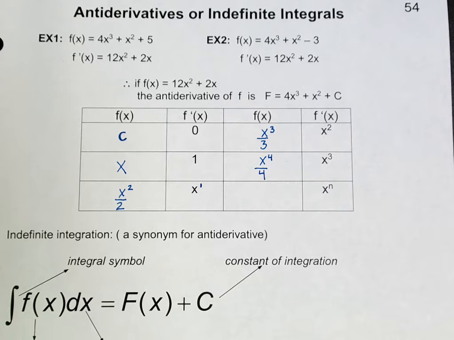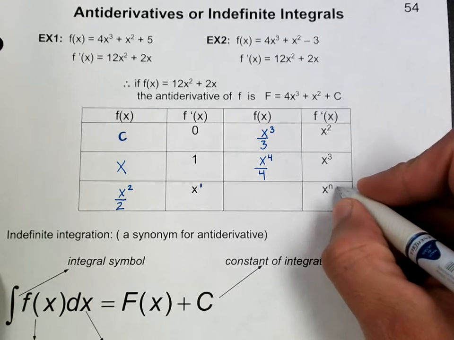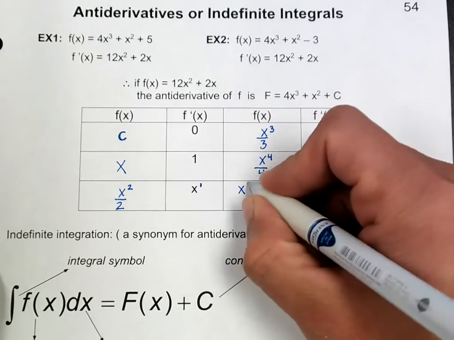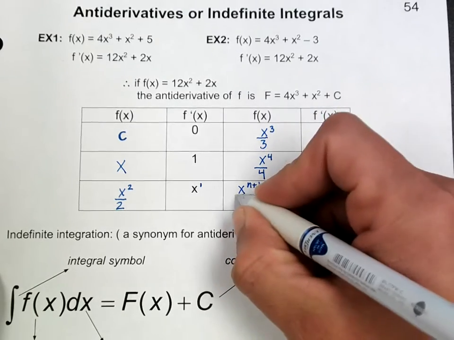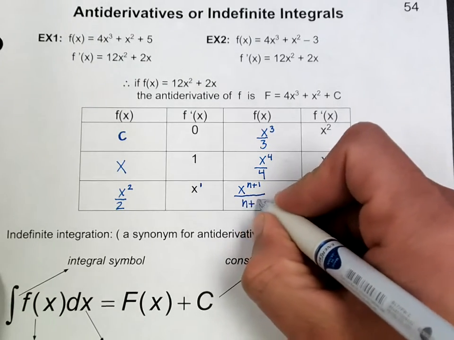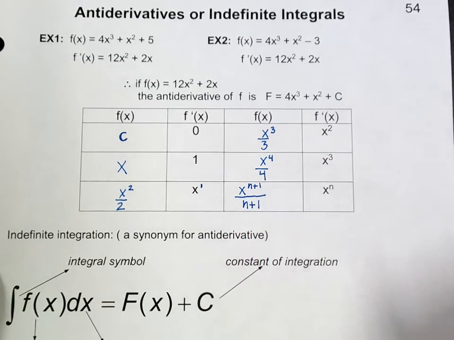So can you recognize the pattern? To take the antiderivative, what you do is add 1 to the power, and you divide the function by whatever power you had up here. So that would be that.